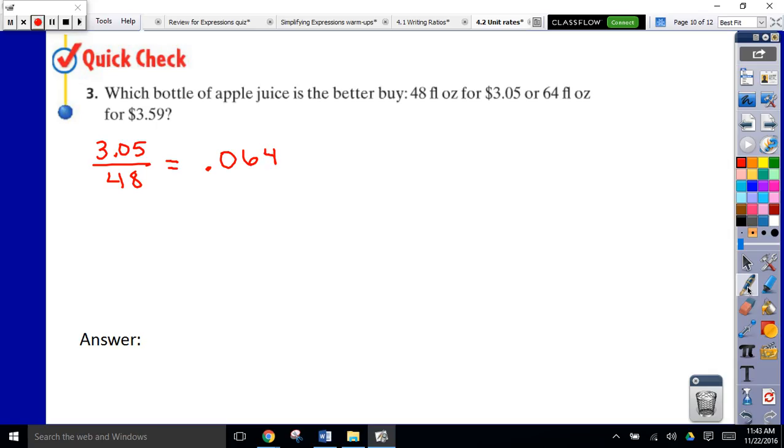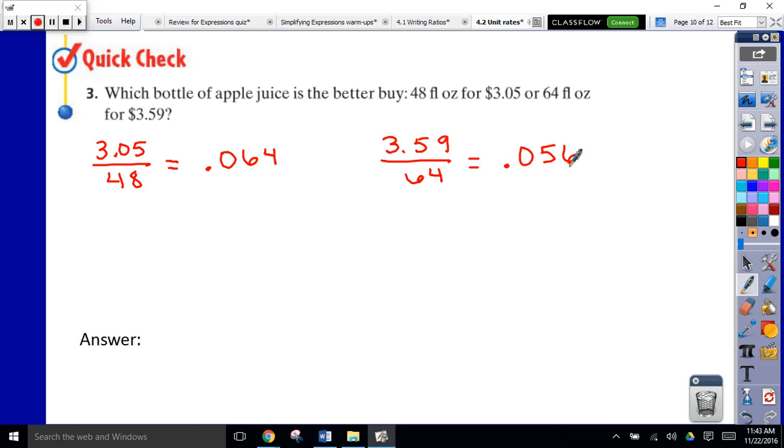Okay, what would I do next? Nathan? Find my other unit rate. And how do I do that? 3.59 over 64. Okay. Anyone want to do that real quick? Tell me what you get. Go ahead. 0.056. Okay, 0.056. So this one is about 5.6 cents.